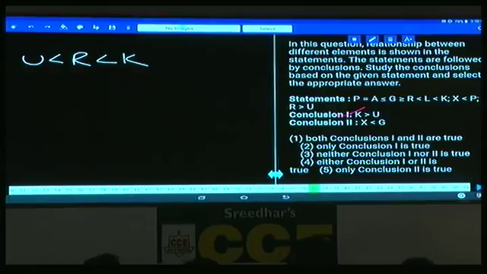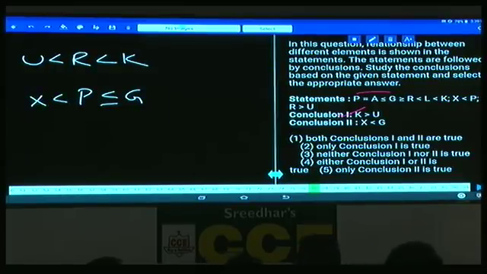P is common. Now, between P and G, what is the element here? P is lesser than or equals to G. And X and P, X is lesser than P, X lesser than P lesser than or equals to G. Hence, X is lesser than G, definitely true.